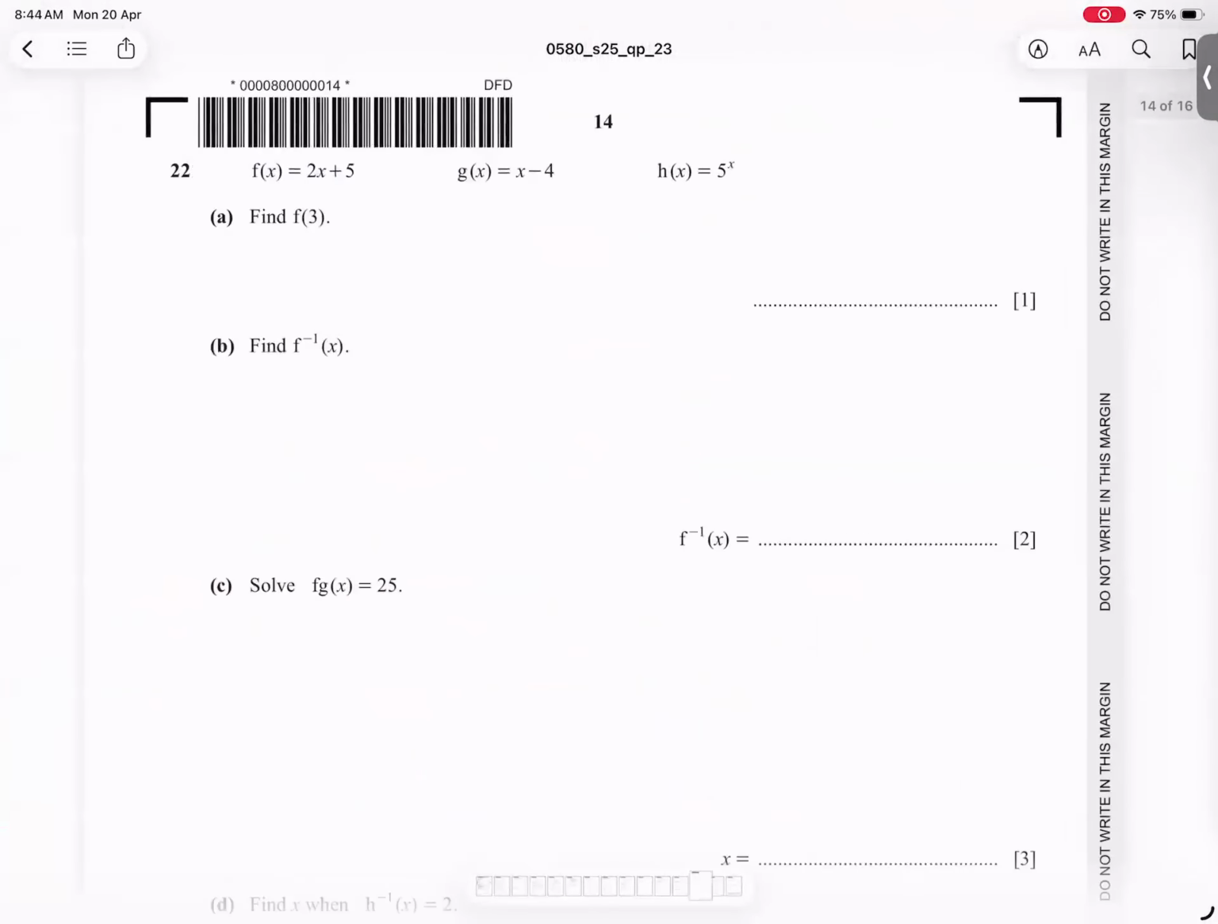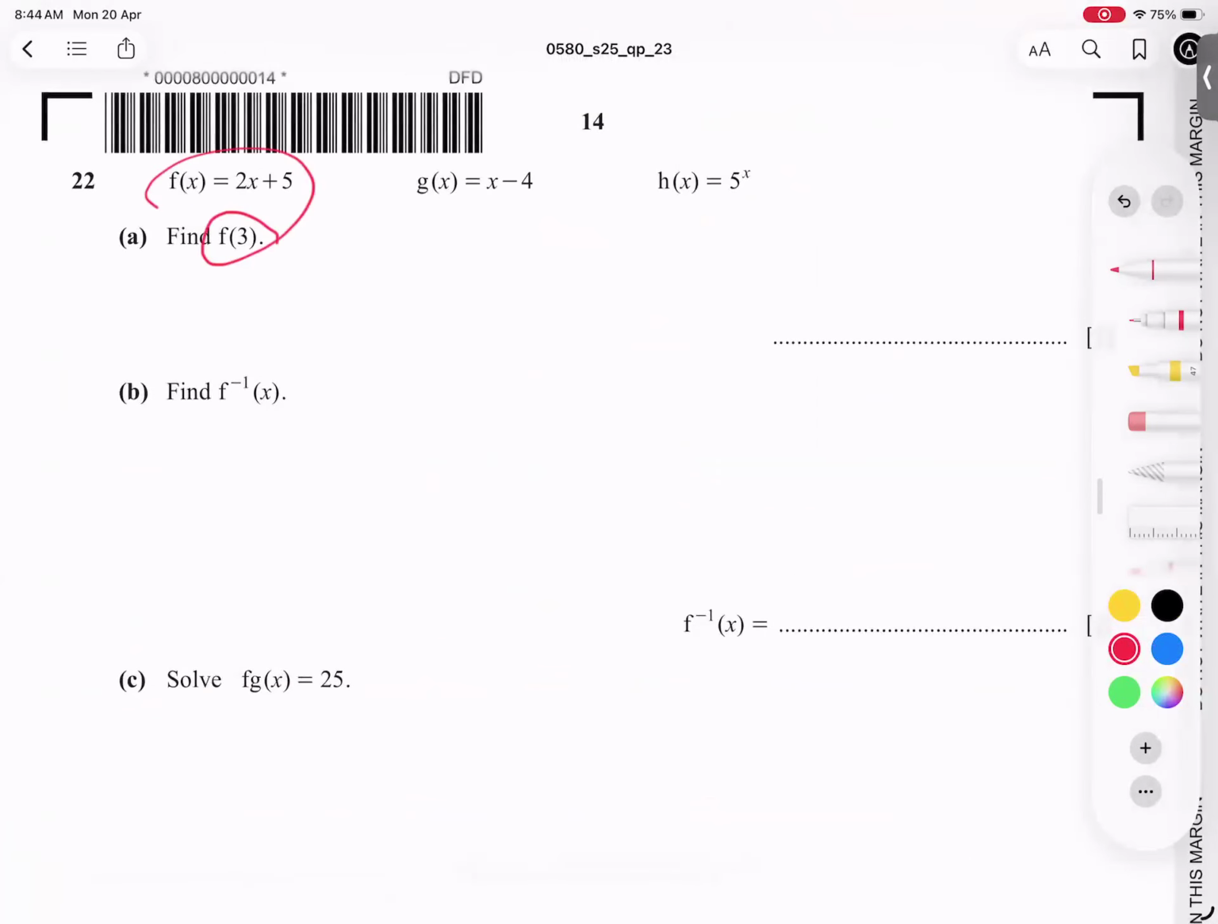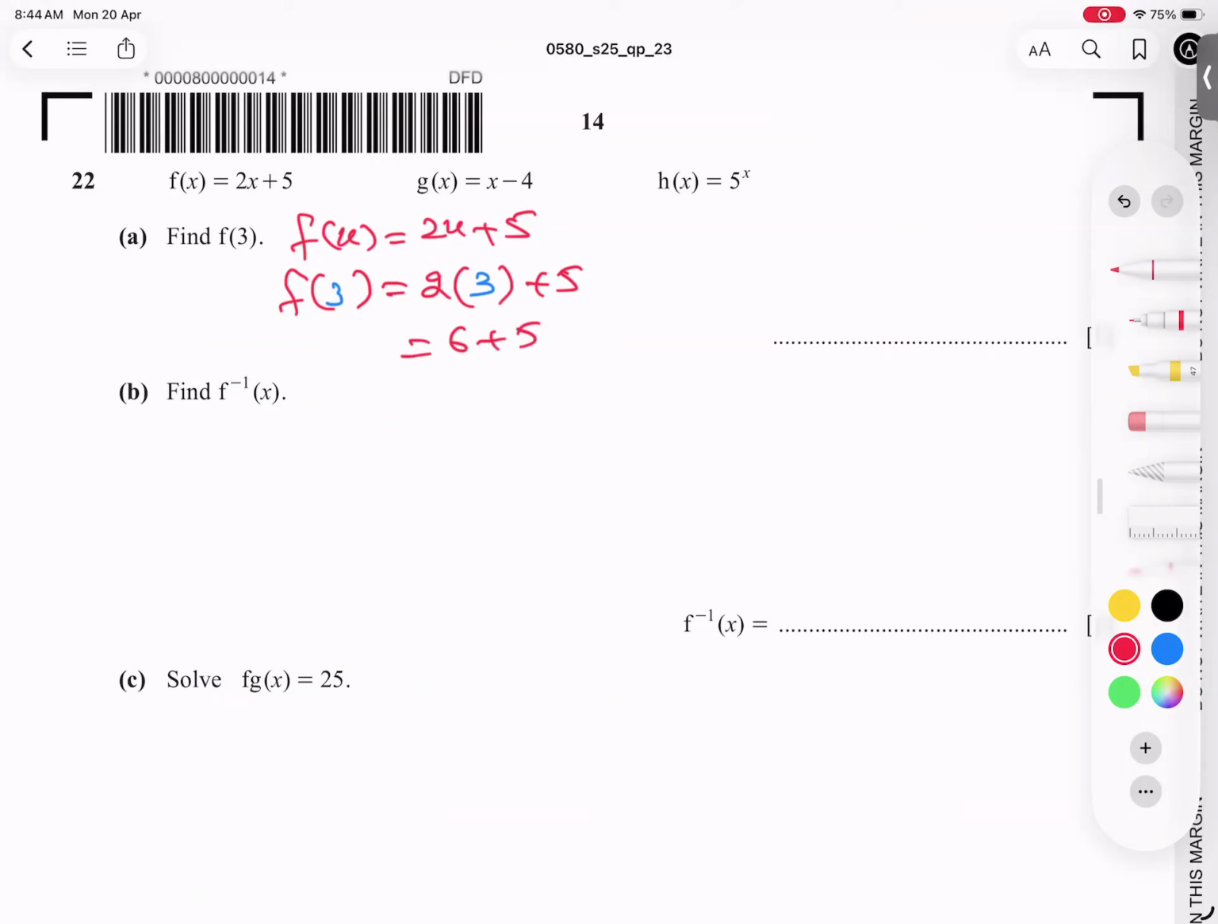And question number 22. Question number 22 is what? f of 3. First of all, my practice is I copy the question function first. Wherever there is x, I leave empty space. This 3, I'll copy in both places. 3 here and 3 here. I got 6 plus 5 and finally I got 11. So Alhamdulillah, f of 3 is 11. So I'm writing here 11.